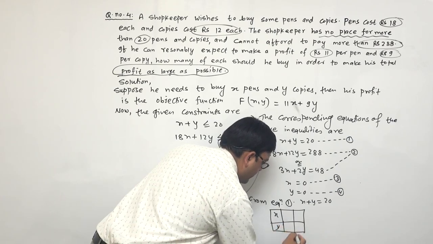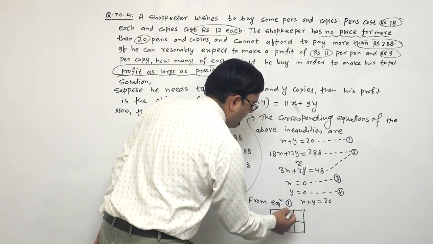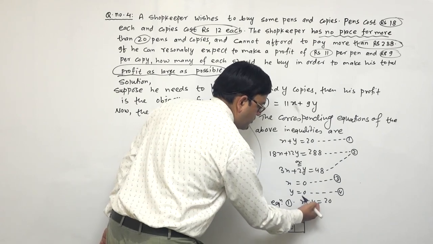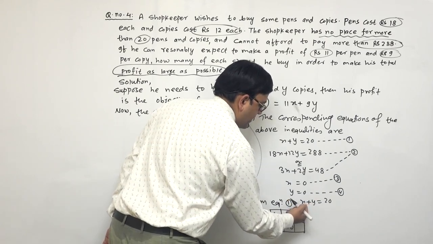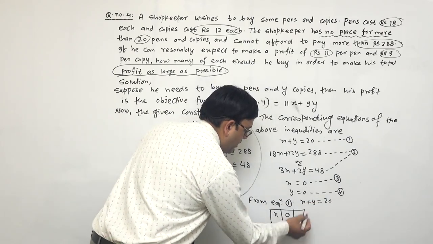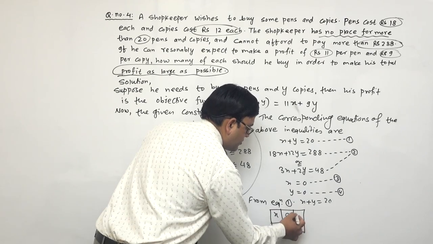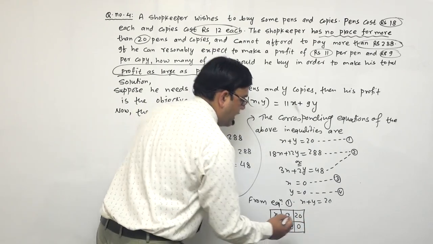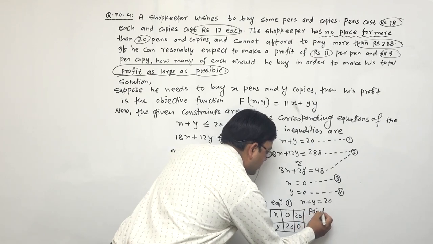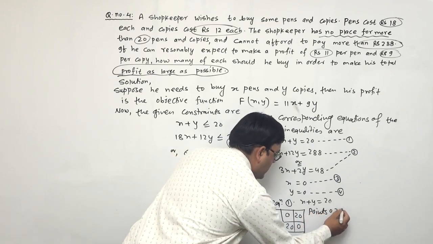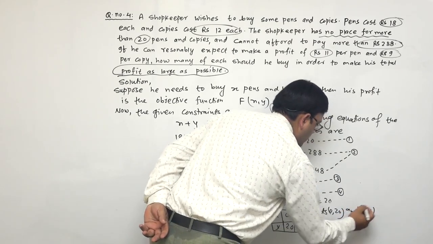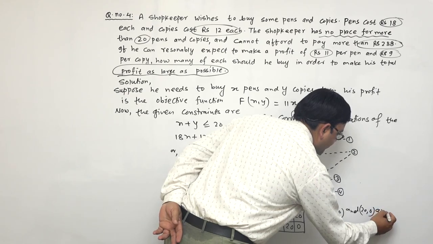Similarly y. So if we put the value of x as 0, then y is equal to 20. If we put y as 0, then x is equal to 20. So our points are 0, 20 and 20, 0, which we are plotting on a graph paper.